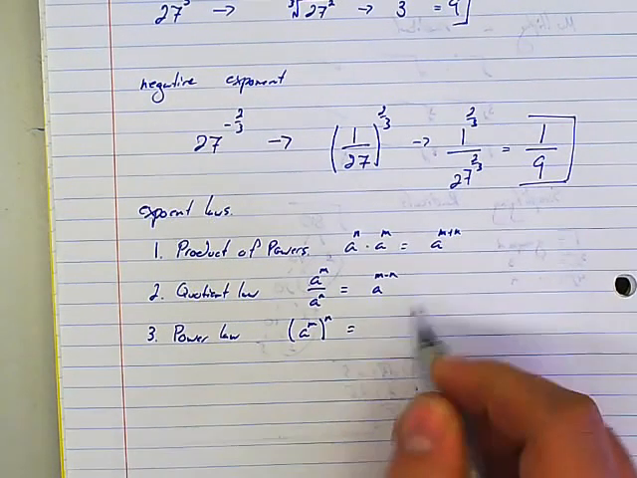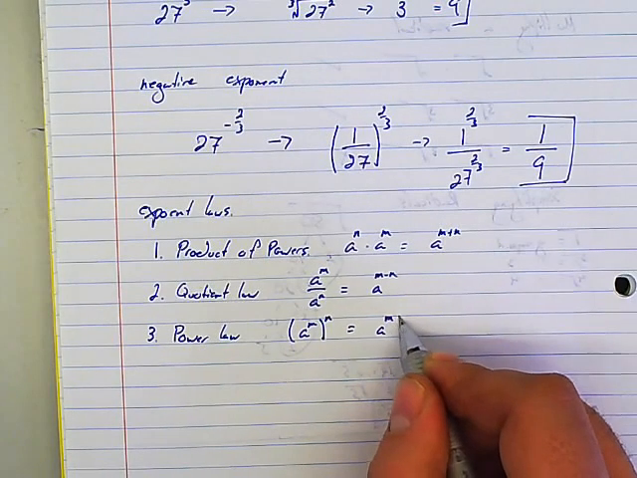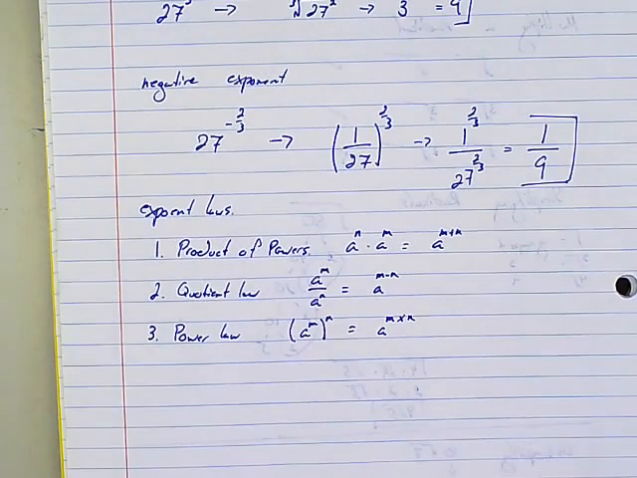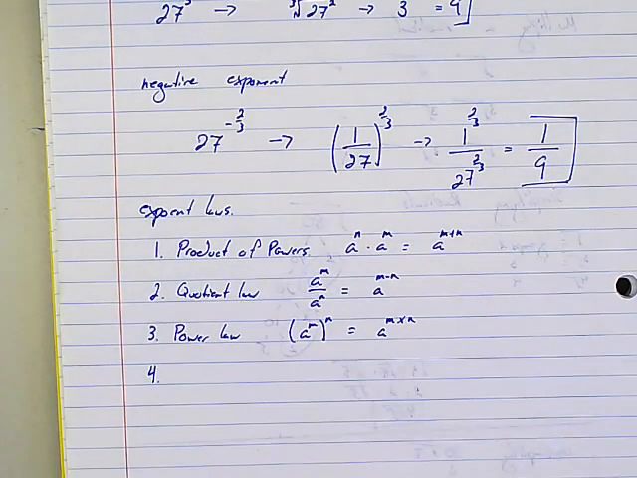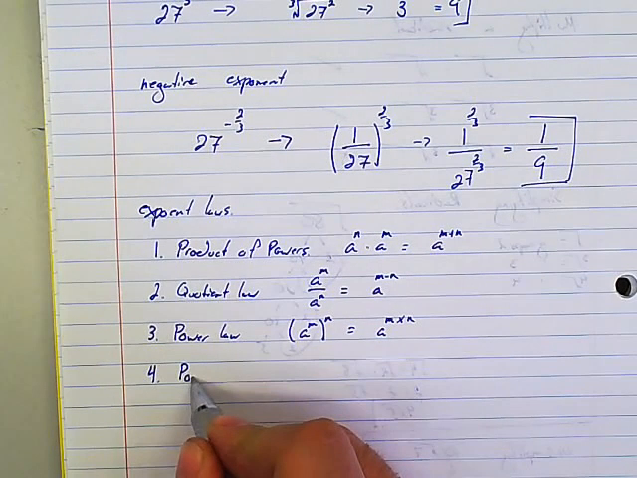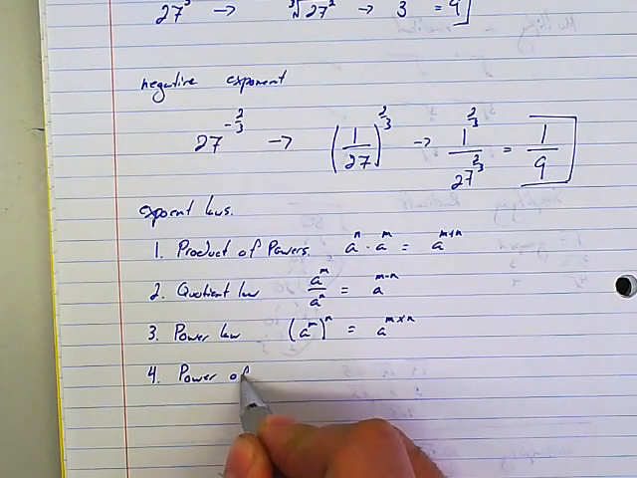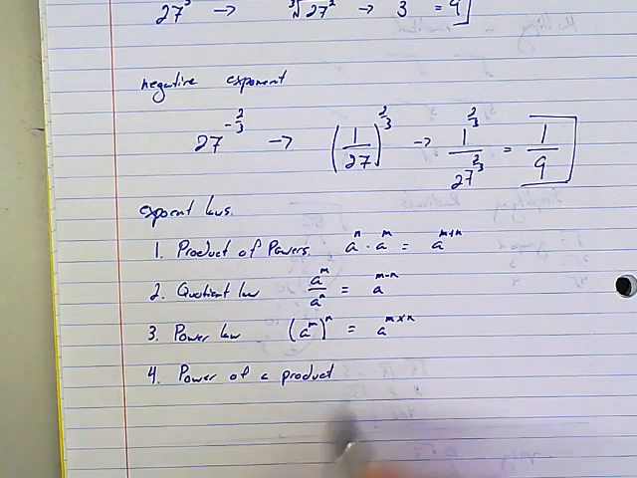Our third law was the power law. We're already at 50 minutes. Holy smokes, this is a long video. A to the power of m, that itself is to the power of n, is the same thing as a to the power of m times n.